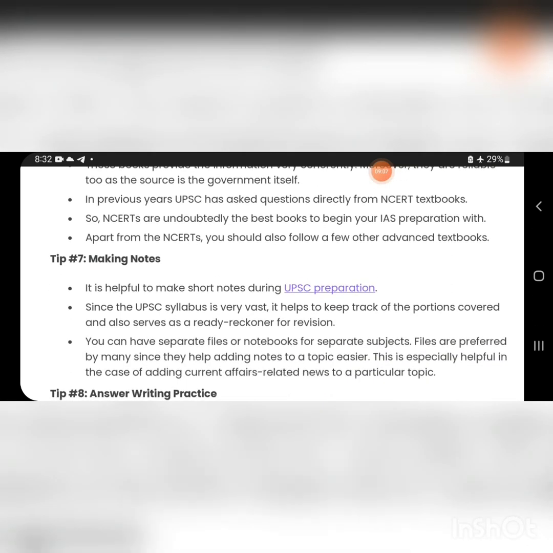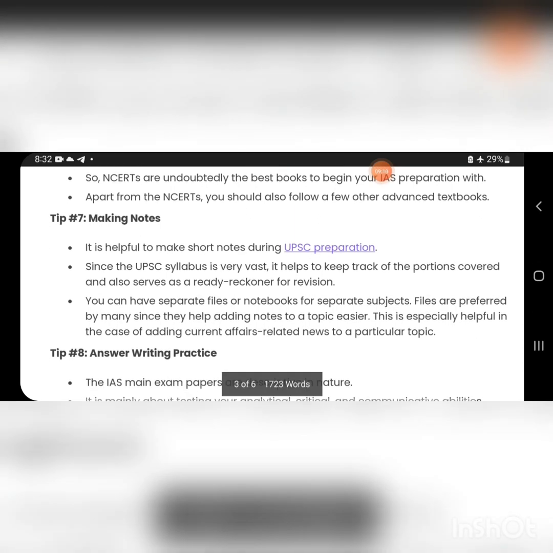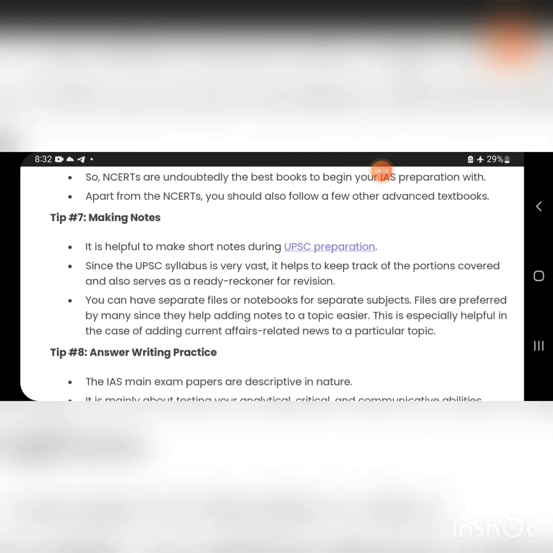Now, point number 7 is making notes. It's helpful to make short notes during UPSC preparation. Since the UPSC syllabus is very vast, it helps to keep track of the portions covered and also serves as a ready reckoner for revision.